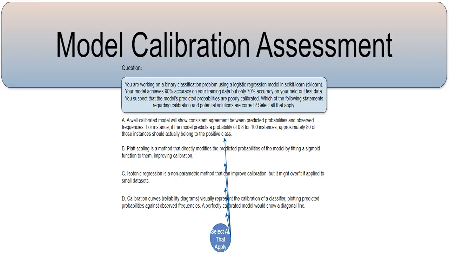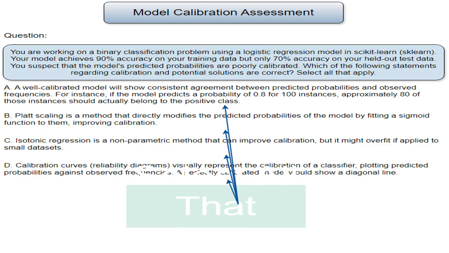This section sets the stage for the quiz. We will evaluate calibration in a binary classification problem, 2 classes, using logistic regression with scikit-learn. This is the instruction for answering the quiz question. You need to select all the true statements about model calibration.